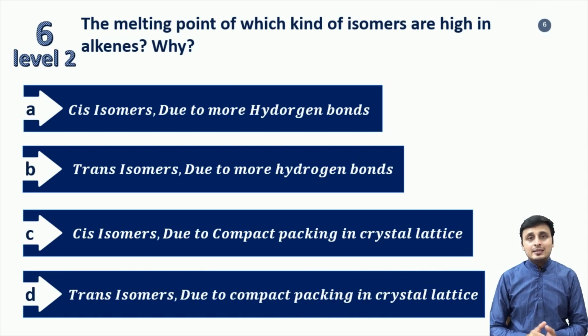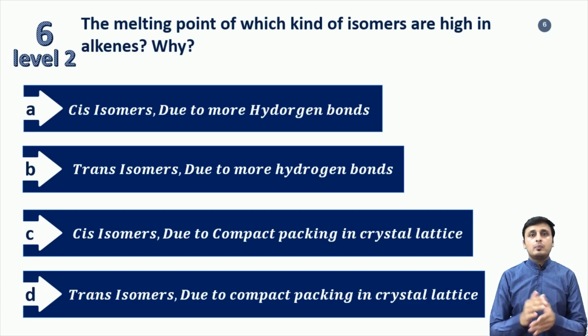Dear friends, as I told you in the previous question, alkenes can show geometrical isomerism. Geometrical isomers are of two types: cis form of isomers and trans form of isomers. Cis form of isomers means similar groups across the double bond are present on the same side, and trans form means similar groups across the double bond are present on opposite sides. When the trans arrangement is present in alkenes, the molecules can come closer and tightly pack in the solid crystal lattice, and therefore the melting point is high due to tight packing.